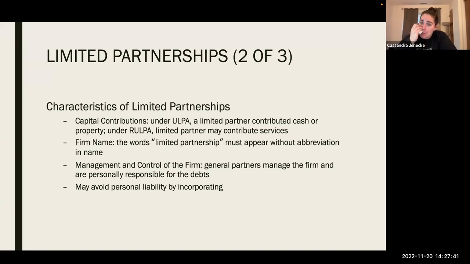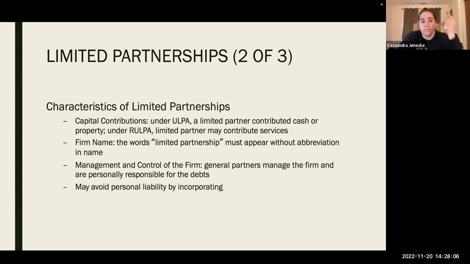So, as I mentioned, a limited partnership must give notice in like everything, right? You got to give notice to everybody and their brother. Okay. General partners are going to manage the firm, and they're going to be personally responsible for all the debts. We talked about that.